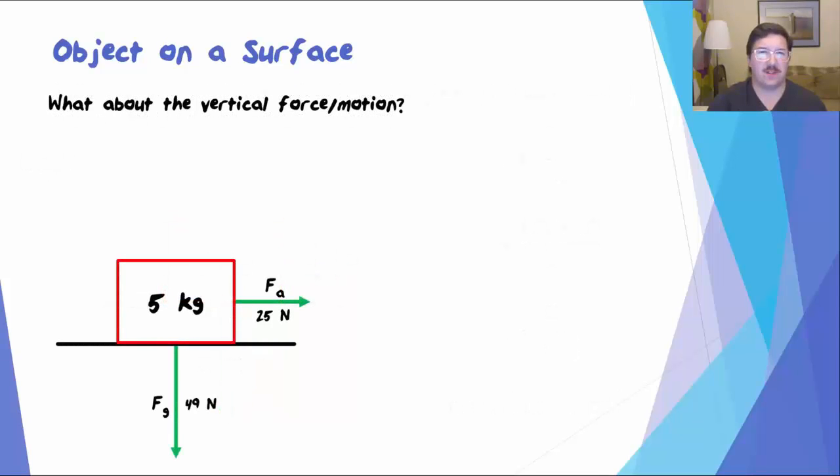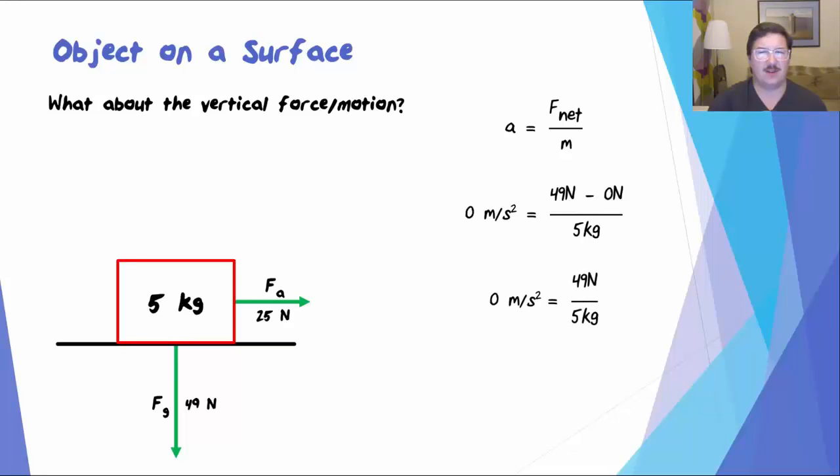What about the vertical forces involved in this problem, or the vertical motion? Well, this object is on the surface and is being dragged to the right. It doesn't have any vertical motion. It's not accelerating up or down. Let's take a look at what we find if we apply Newton's second law to the vertical forces and motion of this object. So we know the acceleration is 0, and we have a force down of 49 newtons and up of 0 newtons. But something doesn't look quite right here. This equation doesn't work out.